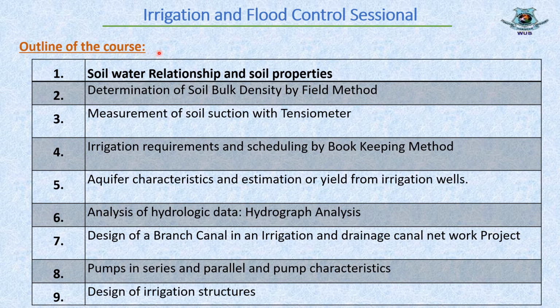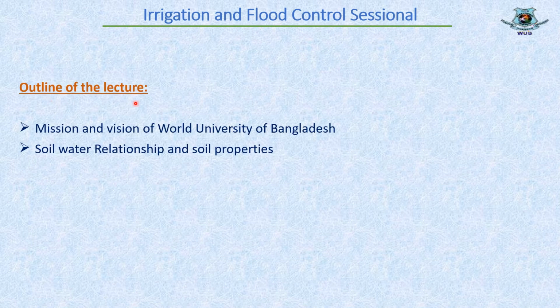Outline of the course. These are the course outline or course content which we will cover in this semester. There are 9 content or outline we can see, and probably we will cover each topic per week. Outline of the lecture. Soil and water, two are the most important elements for irrigation, and in today's lecture we will discuss about soil-water relationship and soil properties.